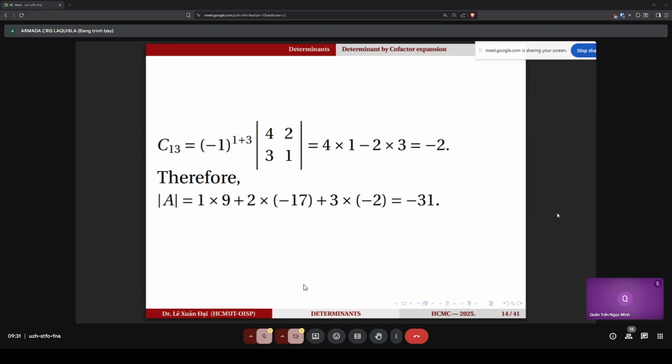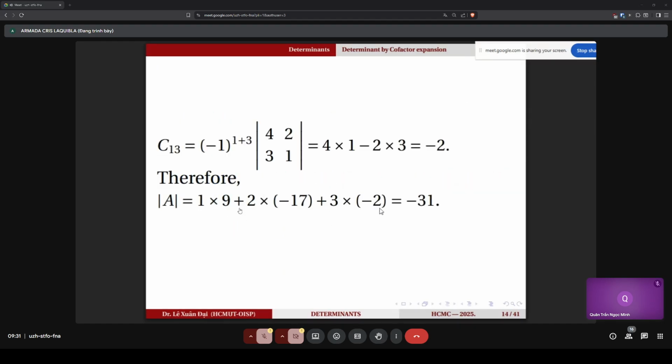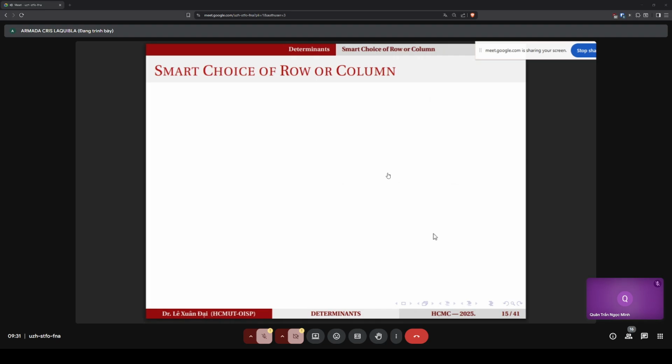Okay, then substitute it here in your formula for the determinant of A. You have 1 times C11 plus 2 times C12 and then 3 times C13. And you have these values, and then the answer is negative 31. Okay, next.